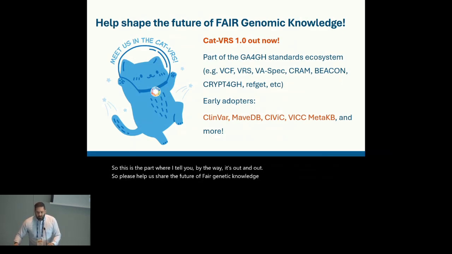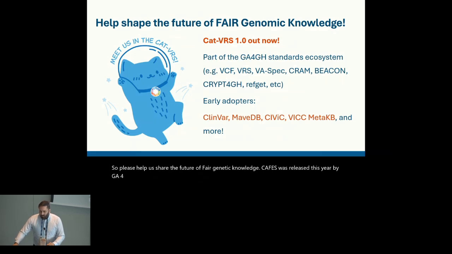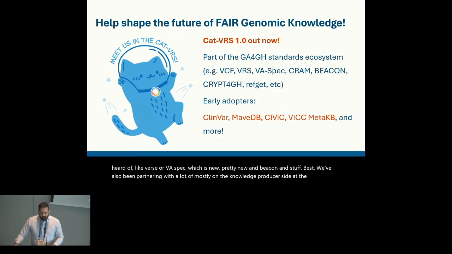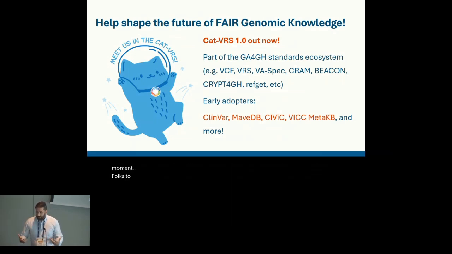Cat-VRS was released this year by GA4GH, and it's now part of and interoperable with the other standards in the GA4GH ecosystem, some of which you may have heard of, like VCF, some of which you may not have heard of, like VRS or VA-Spec, which is pretty new, and Beacon and stuff like this. We've also been partnering with a lot of folks, mostly on the knowledge producer side at the moment, to get adoption of this out and see what it can do for them.